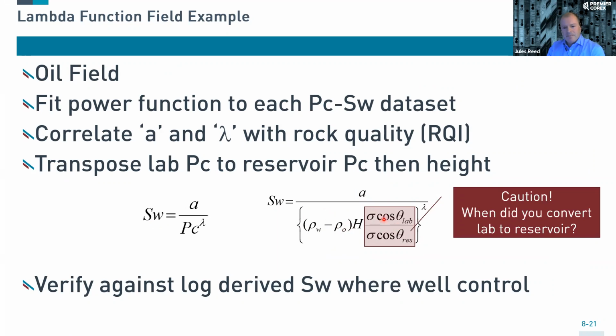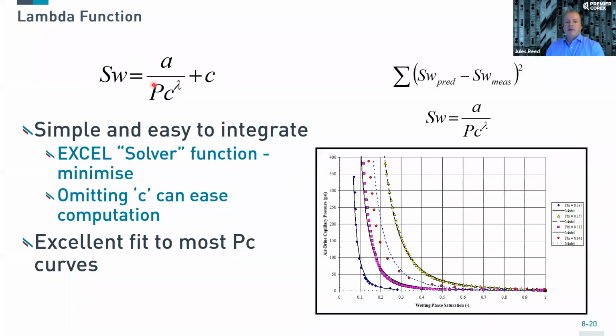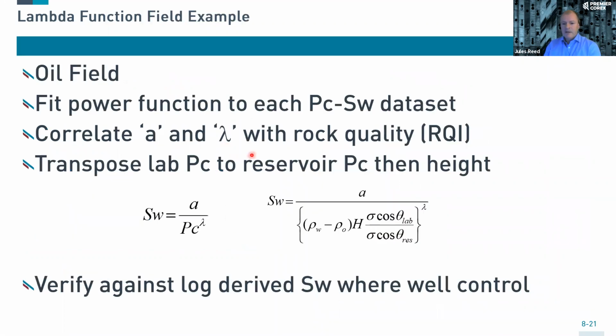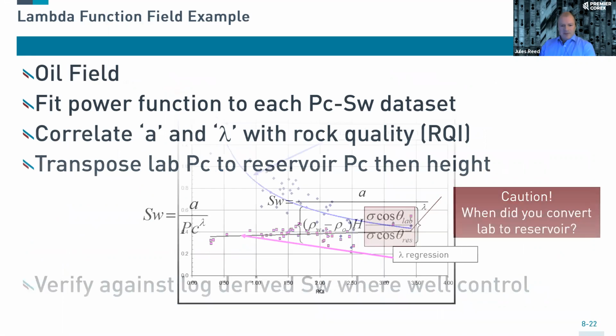But be careful when using the IFT. You either do it here or you've done it before. You could have used reservoir capillary pressure here, converted all your laboratory capillary pressure into reservoir capillary pressure, and done all of this process with reservoir values if you know the IFT. So if you've already done it, you don't need it here. So be careful with that.